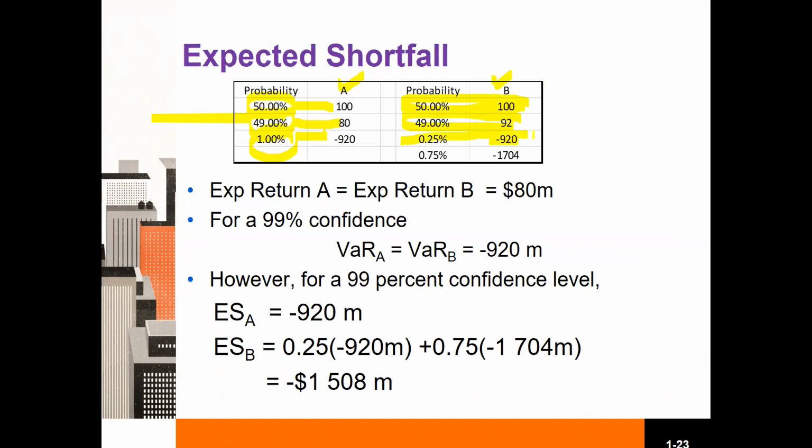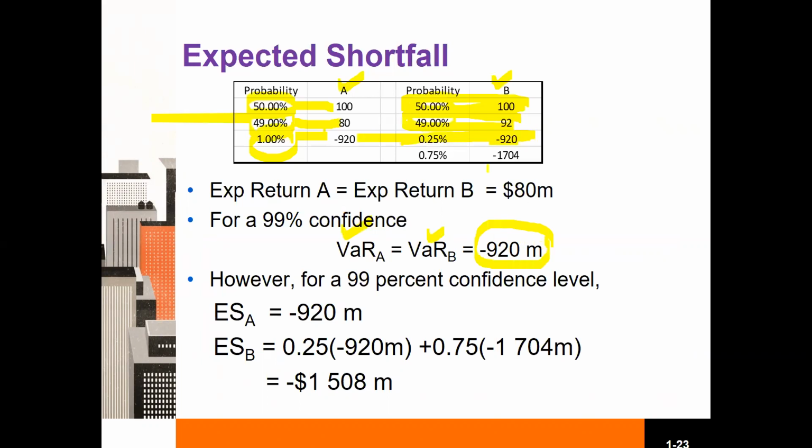So at this point, the 1% cases, because we have already covered 99%, you understand. So in this 1% case, the value will be negative 920. So VAR of security A and VAR of security B are both negative 920.